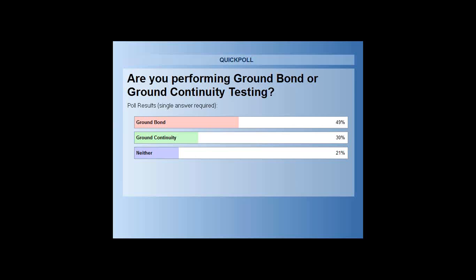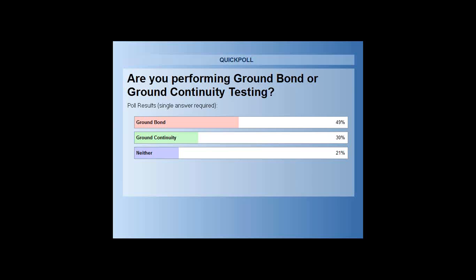Hey Nick, so we asked, are you performing ground bond or ground continuity testing? Yep. So 49% are performing ground bond, 30% are performing continuity, and 21% are neither. And we had about 91% vote. So pretty good participation.